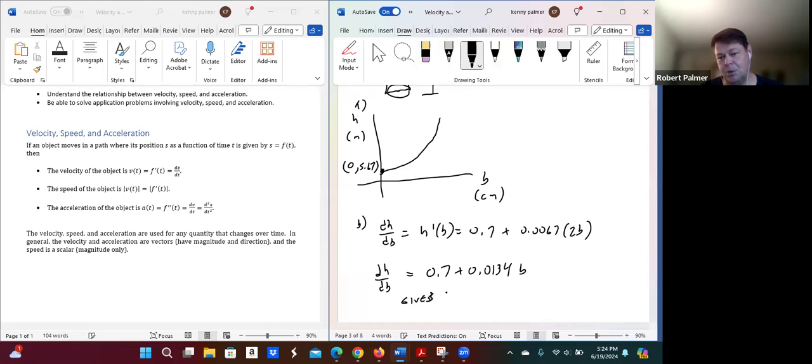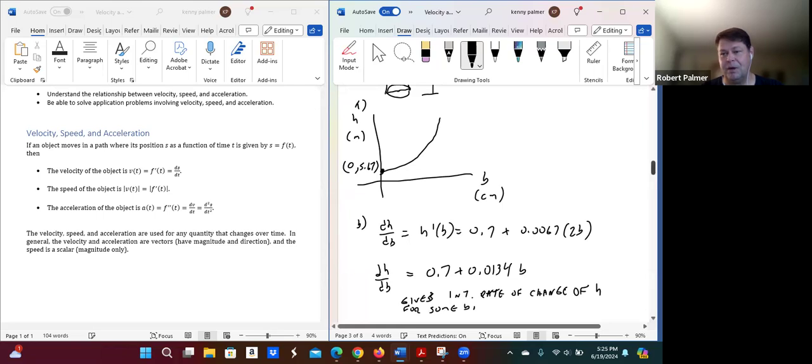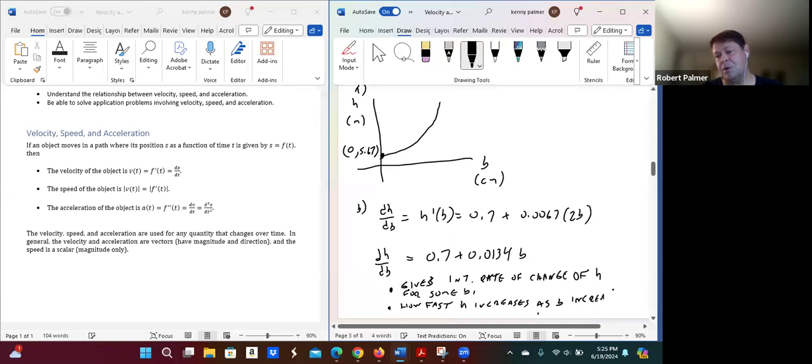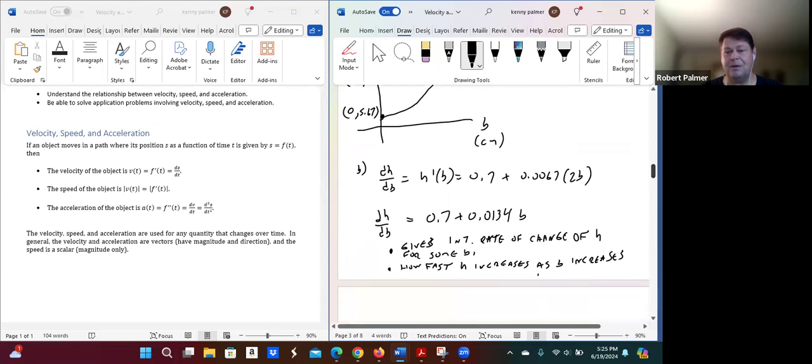This gives us the instantaneous rate of change of the height h for some value of b, the base diameter. Okay. And one also thing that it tells us is how fast h increases as the base diameter increases. Okay, and if we plot that, let's plot that on the same axis.